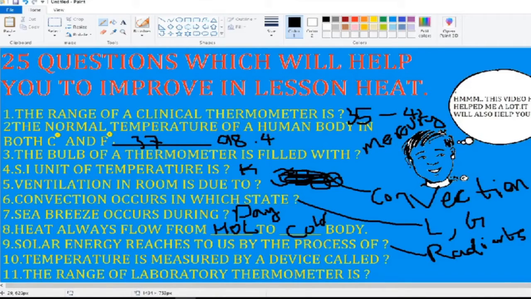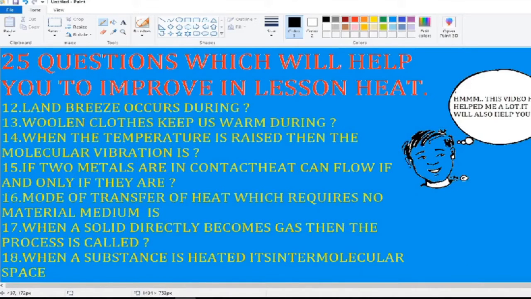Coming to the 10th one, temperature is measured by a device called, we all know it, thermometer. Land breeze occurs during the night.